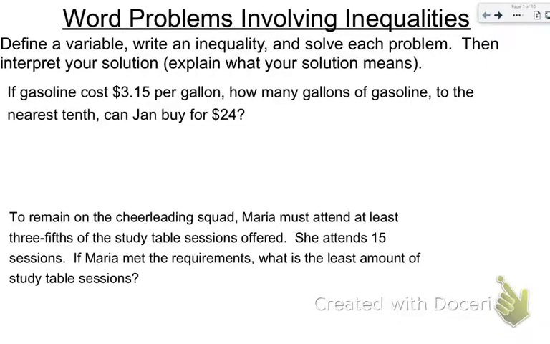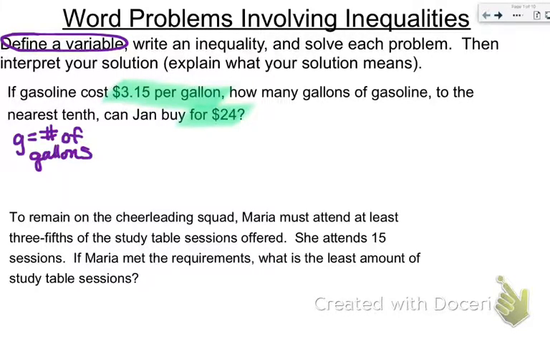So if we look at our first problem, we've got gasoline costing $3.50 per gallon. It's asking how many gallons of gasoline can Jan buy for $24. So $3.15 per gallon is important. We don't know how many gallons, but we do know we have $24. So our variable is going to be the number of gallons. We're going to multiply the price of the gallons times the number of gallons, and because Jan only has $24, that's going to be on the other side, but we need to think about the inequality. She can't spend more than $24, but she can spend $24 or less, so we need less than or equal to. So that's our second part.